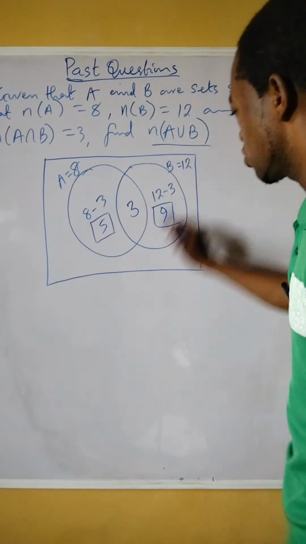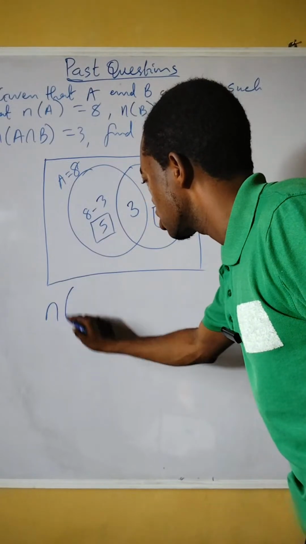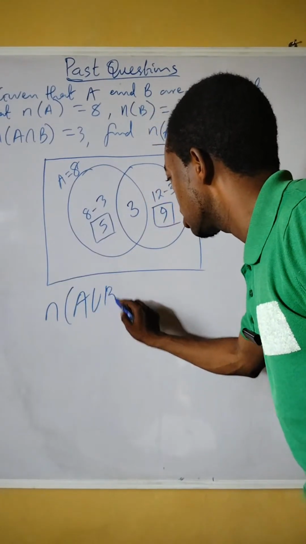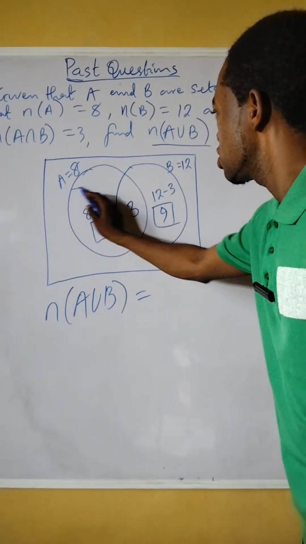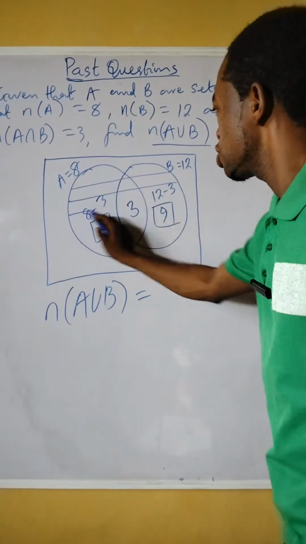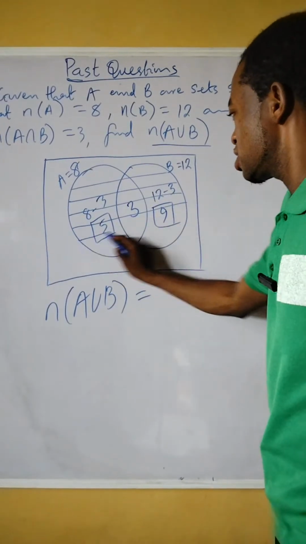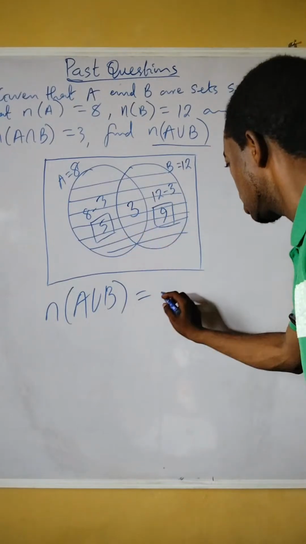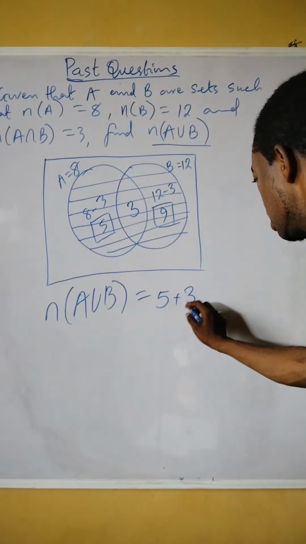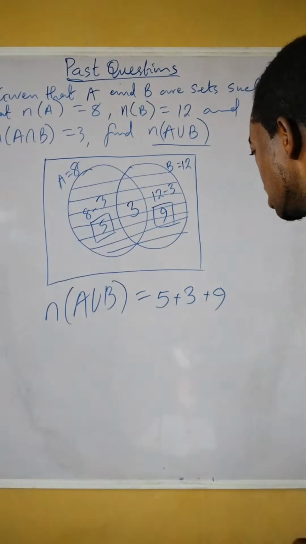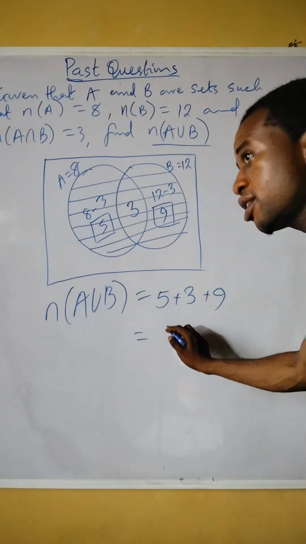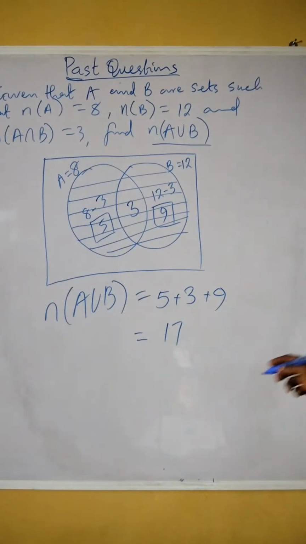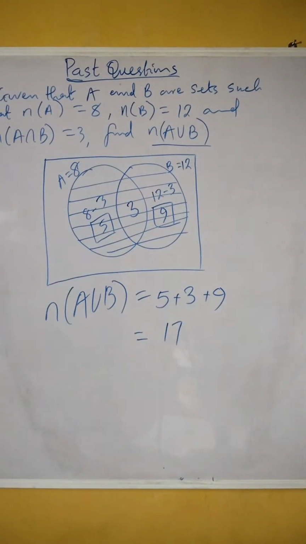Then what we are finding now, which is number of A union B, is now equals to, this region is A union B, combination of elements in A and B. So that will now be 5 plus 3 plus 9. And here, 5 plus 3, that's 8 plus 9, that's 17. So number of A union B there, therefore gives us 17. So that's number 3 question.